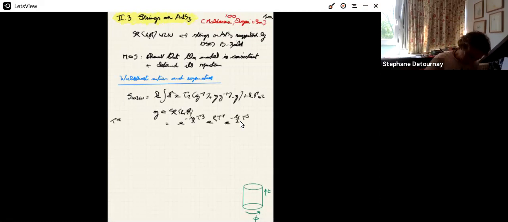So I will denote by T^A the SL(2,R) generators. I will also be a bit sloppy between notations for the group and the algebra. The T^A are SL(2,R) generators, 2x2 traceless real matrices. So u, v and rho are just coordinates on AdS3.